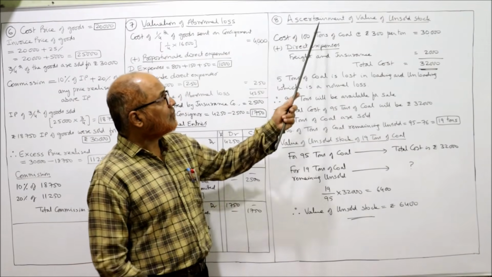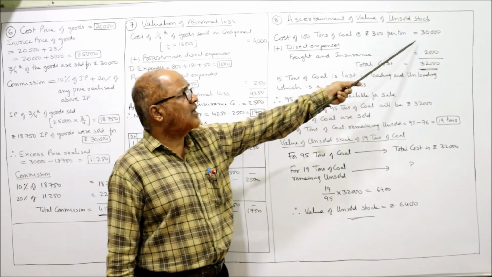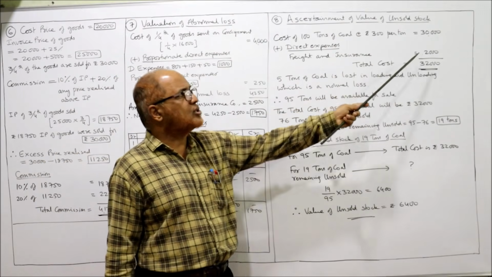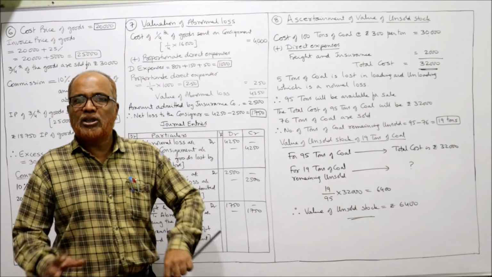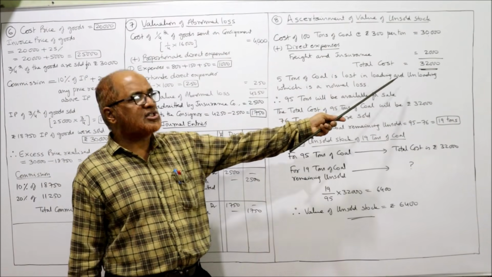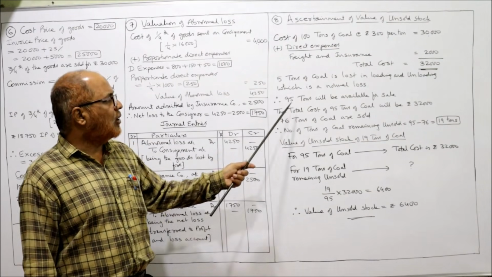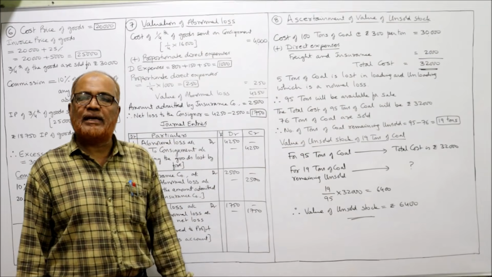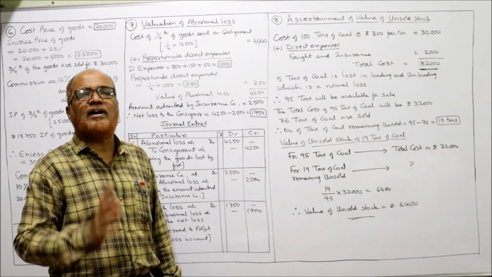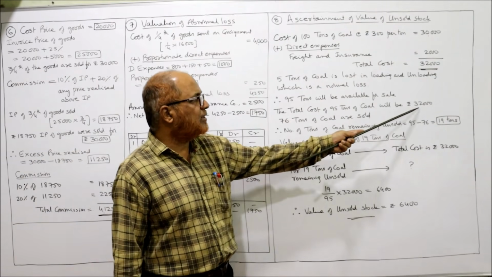So first of all, ascertainment of the value of unsold stock. Cost of 100 tons of coal at rupees 300 per ton, 30,000. Direct expenditure, freight and insurance 2,000. Total cost is 32,000. 5 tons of coal is lost in loading and unloading, which is a normal loss. It is an expected loss. Now 95 tons will be available for sale.